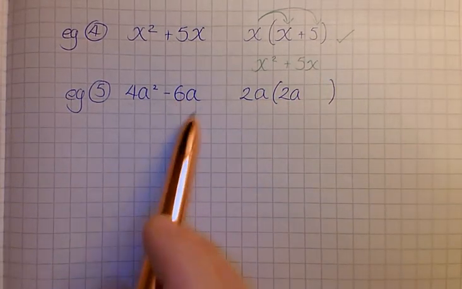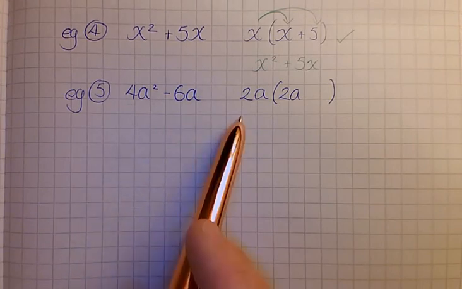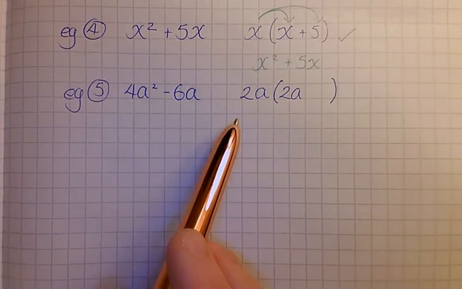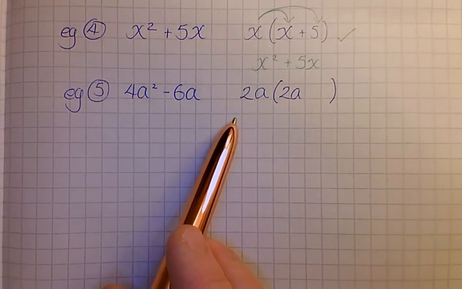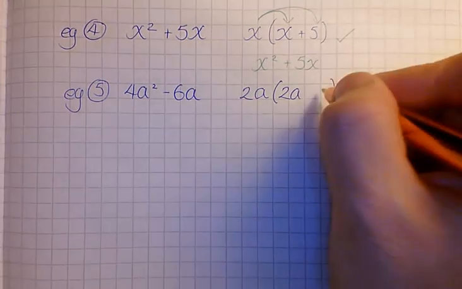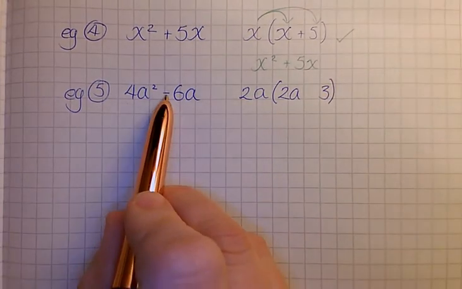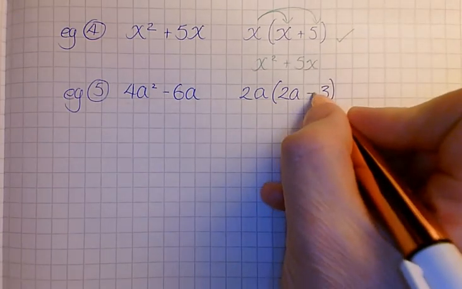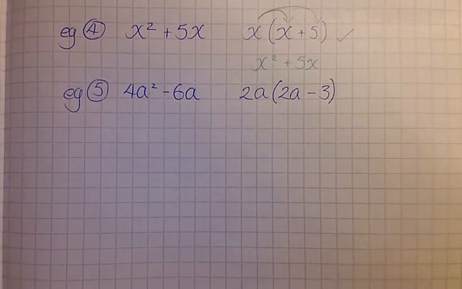Then I'm going to divide my next term by the 2a. So 6a divided by 2a means that I'm just going to be left with 3. And as I've got a subtraction symbol here, I'm going to pop a subtraction symbol there.